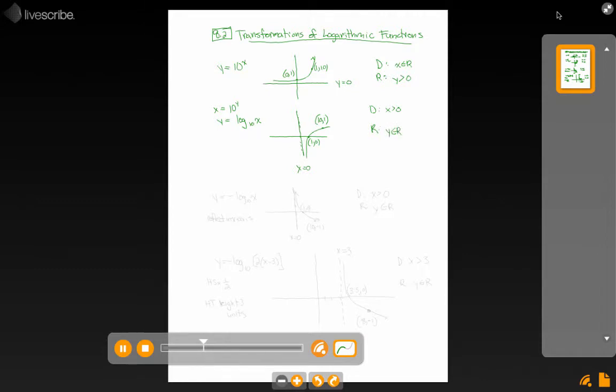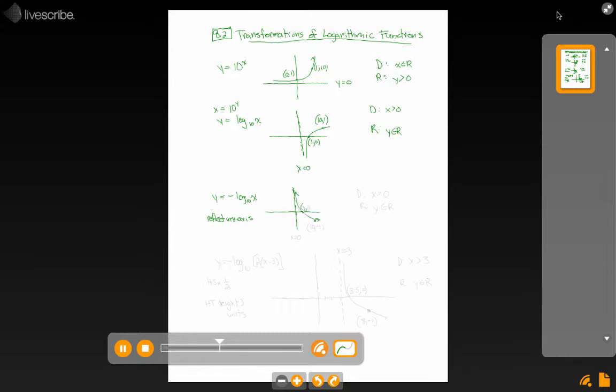So we should be able to draw any log function, just basically thinking of it in terms of its inverse function, the exponential. Now, we will be asked to do transformations on these. So for example, y equals negative log base 10 of x. Well, hopefully you see right away that that should be a reflection in the x-axis. And so if I reflect something in the x-axis, I essentially turn it upside down.